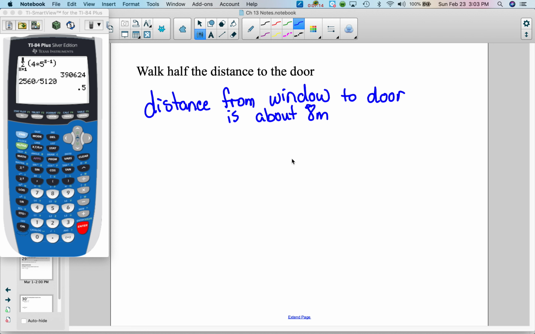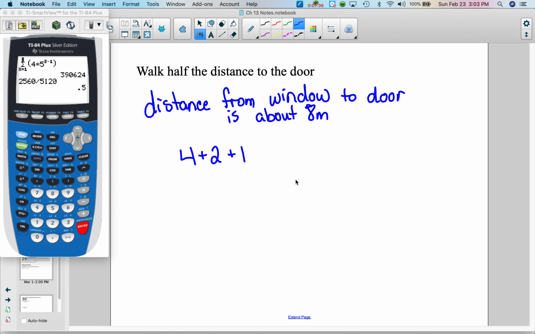So I'd have somebody stand by the window and I would say, walk halfway to the door. And then I'd say, how far did he walk? And it would be 4. Then, from that spot that you're in now, walk halfway to the door. So then they would walk an additional 2 meters. From that spot, walk halfway to the door. So they're going to walk 1 meter.